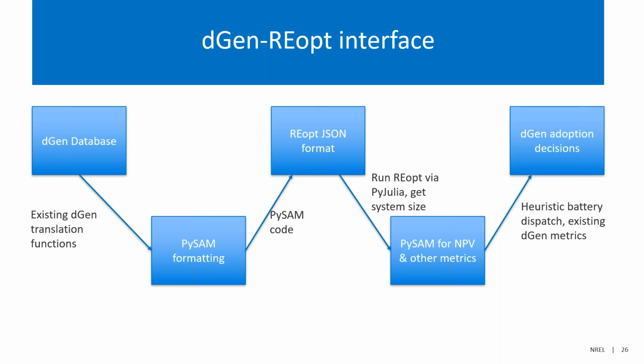Then we pass that system size back to PySAM and use SAM's heuristic battery dispatch in order to get an estimate of value for the battery. And then everything's formatted in the existing financial metrics that Dgen expects for adoption decisions. And when we open source this version of the code, it will just be a simple true-false in the config file. A lot of these details might be buried below the level that a lot of users will see them.